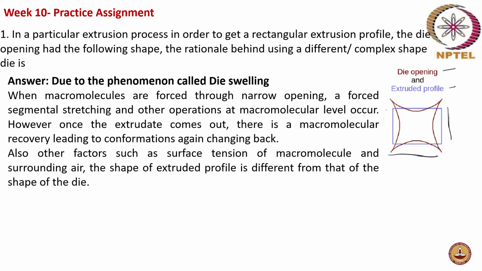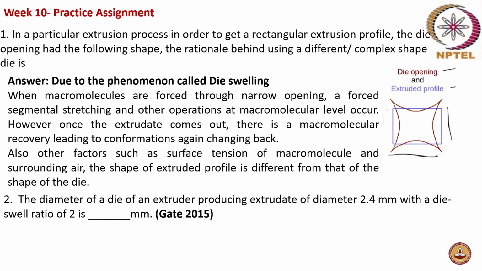So everything is due to the die swelling phenomenon and the macromolecular nature to recover back once it comes out of the die. Because when it is passed through the narrow opening, the segmental stretching and other operations happen, and once it comes out, there is a recovery due to the inherent elastic nature and other factors like surface tension and surrounding air as well. So this is the reason why the shape of the extruded profile is different from that of the shape of the die.